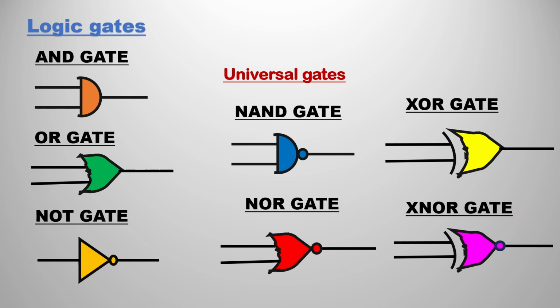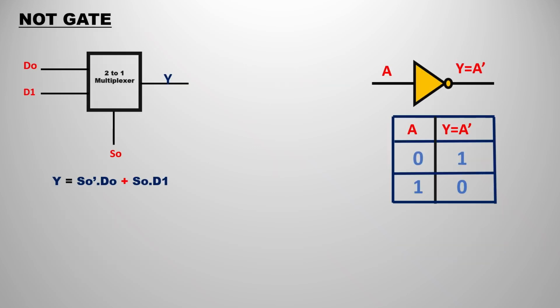So let's get started with the NOT gate, with the help of the multiplexer. Just forget about the NOT gate and its details for now, and let's focus on the 2x1 multiplexer. We already discussed the basics of the 2x1 multiplexer. We have one select line, 2 inputs and 1 output. We have the output expression as S0 bar D0 plus S0 D1. I hope you know this.